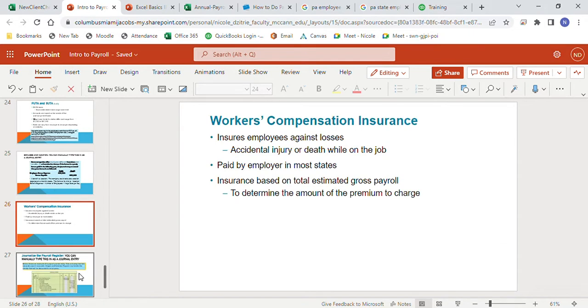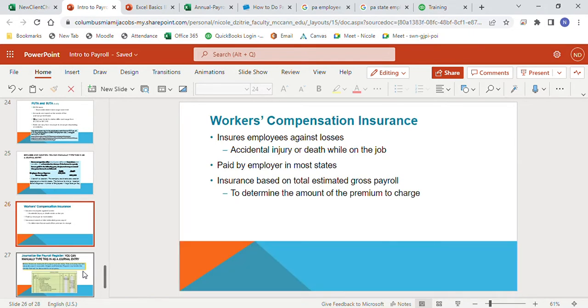And then there's workers' compensation insurance. That's something also, if you're going to get into payroll and hiring employees, you need to look into. Especially if it's a job where they're working machinery or driving, something where they could be hurt while working, you need to look into workers' compensation insurance.